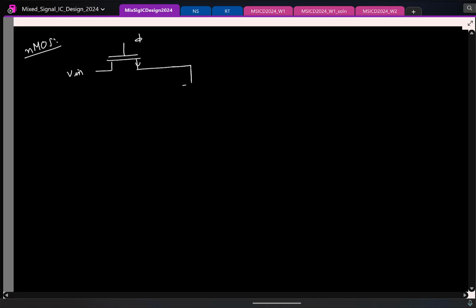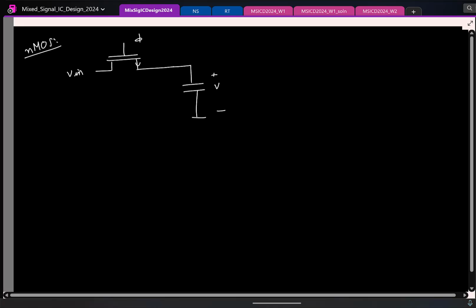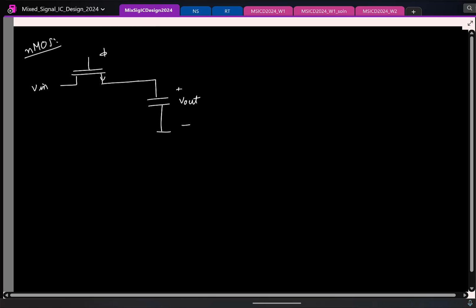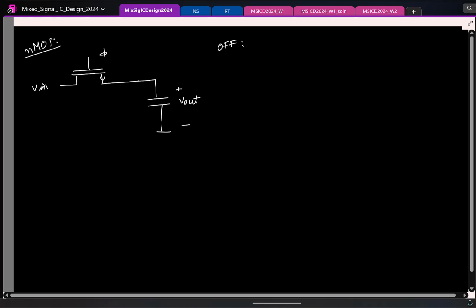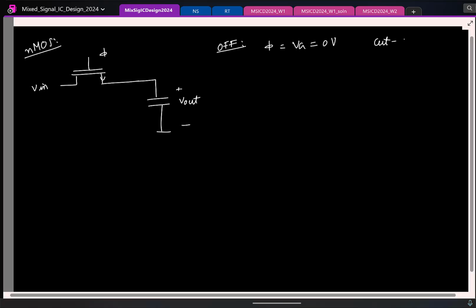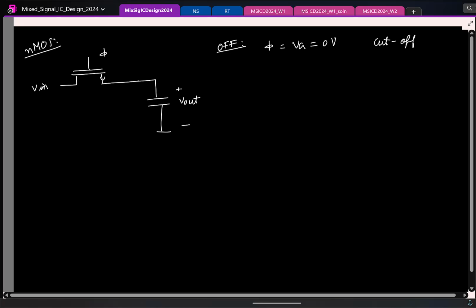V in, V out. To turn the switch off, what should I do to the gate? Off. What should the clock be equal to? It should be 0 volts. If it is 0 volts, in which operating region is the transistor operating? I'm sure people have taken 610. The operating regions are covered. This is done. So when it is on, to turn it on, what should I apply at the gate?